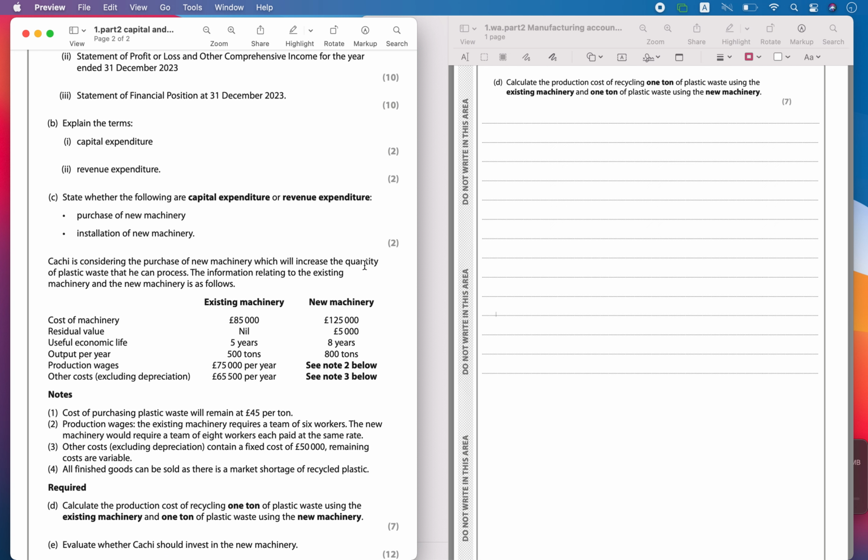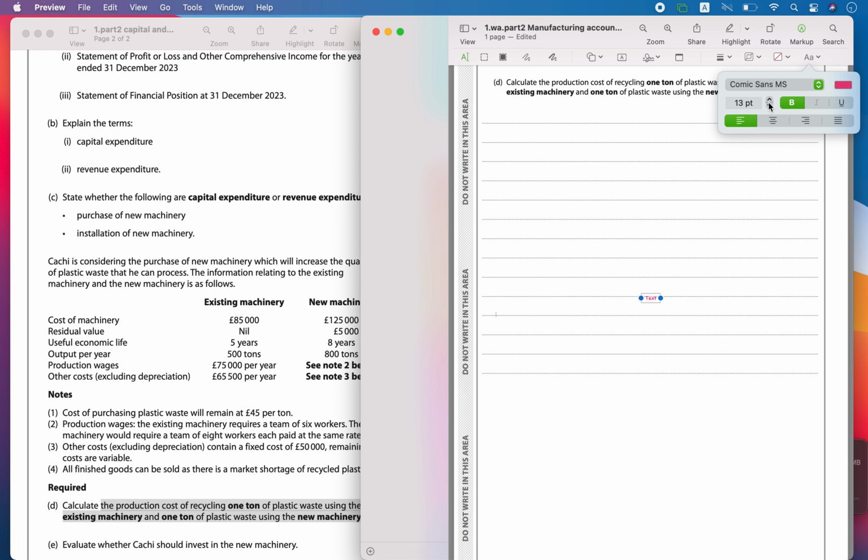Chachis is considering the purchase of new machinery which will increase the quantity of plastic waste that he can process. The information relating to the existing machinery and the new machinery is given, though some of it has been given already. The cost of purchasing plastic waste will remain at 45 pounds per ton. Production wages and other things are given. We have to calculate the production cost of recycling 1 ton of plastic waste using the existing machinery and using the new machinery. So that's the goal. Let's solve this.